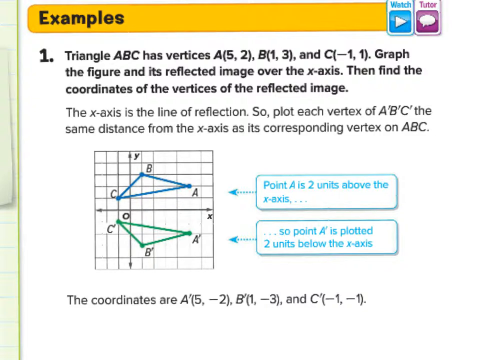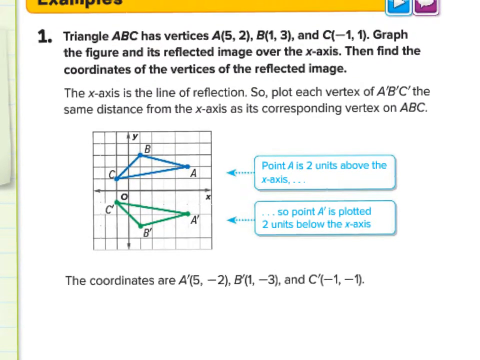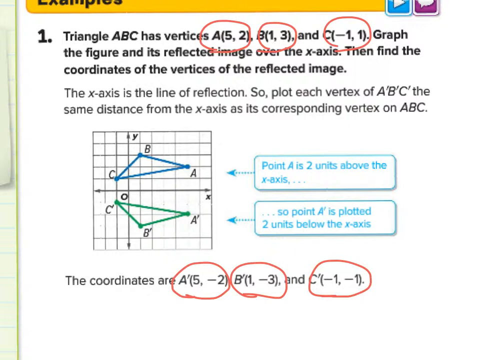All right. And you can see here that the new coordinates, I'm just going to circle it for you guys. For A, it was 5, 2. Now it's 5, negative 2. For B, it was 1, 3. Now we have 1 and negative 3. And for C is negative 1 and 1, negative 1, negative 1. So you notice here that each y changed to the opposite value. What's the opposite of 2? Negative 2. Opposite of 3? Negative 3. And opposite of 1? Negative 1.